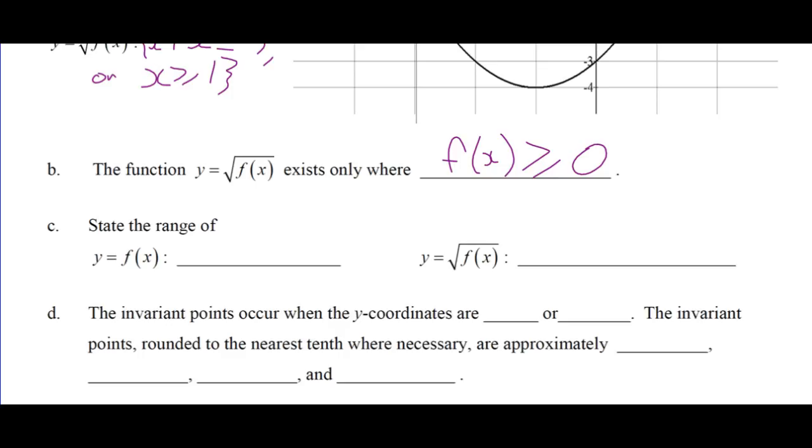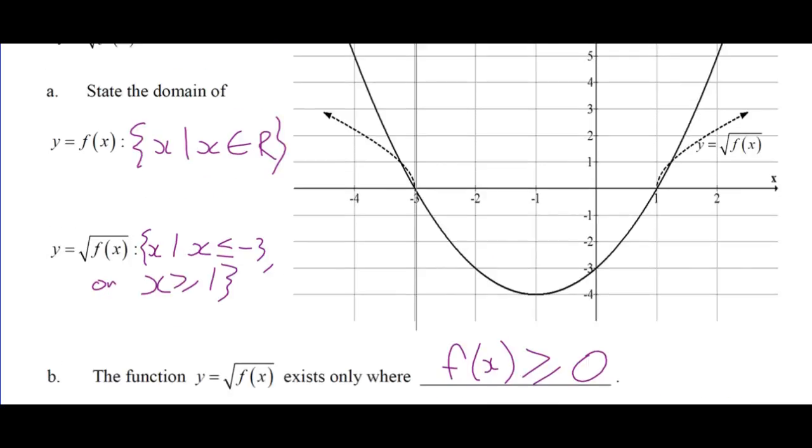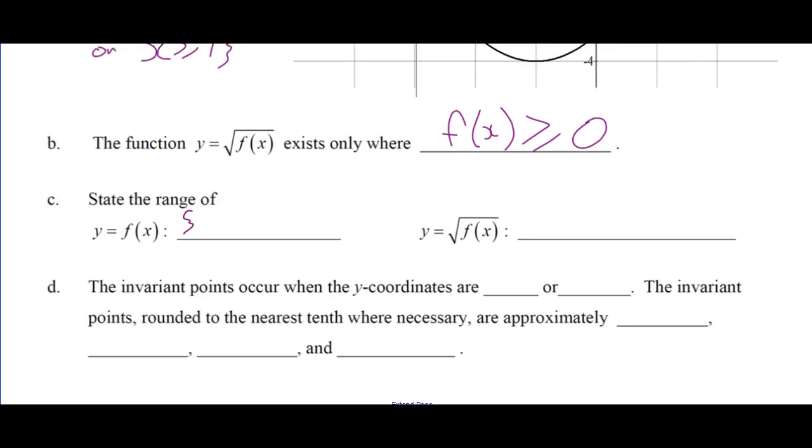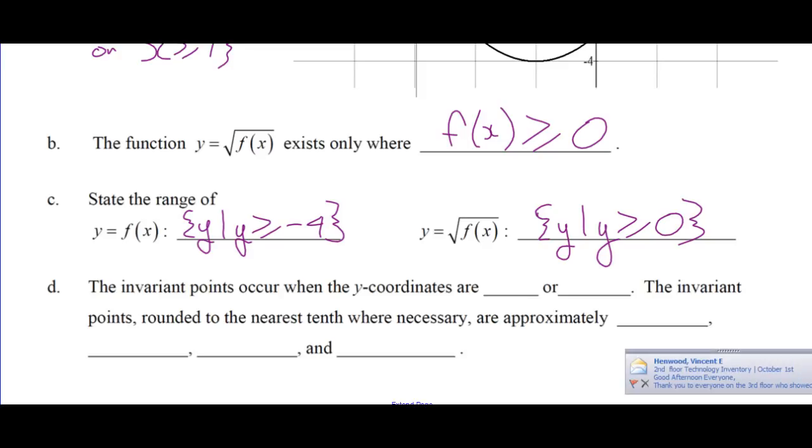State the range of y equals f of x. What's the range of this original function here? Greater than or equal to -4, right? So the set of all y such that y is greater than or equal to -4. And what will the range of any square root function be? Non-negative. Greater than or equal to 0. I much prefer interval notation to this, right? So then it's 0, comma.